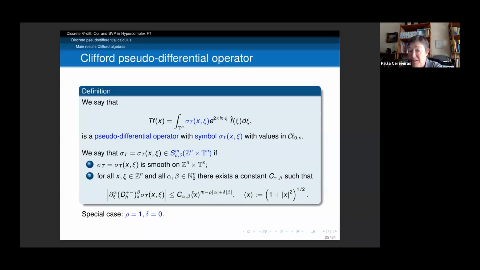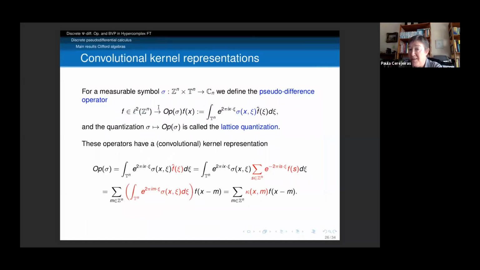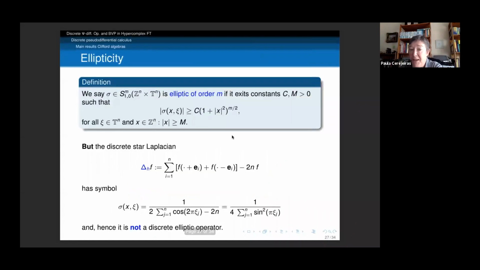And you have the definition of the symbol demanding exactly smoothness and evaluating the derivatives in the torus with the discrete Dirac operator, powers of that, in terms of the decay in the lattice. Now, the consequences: some of the proofs go strictly forward directly. For instance, the convolutional kernel representation has nothing of difference.